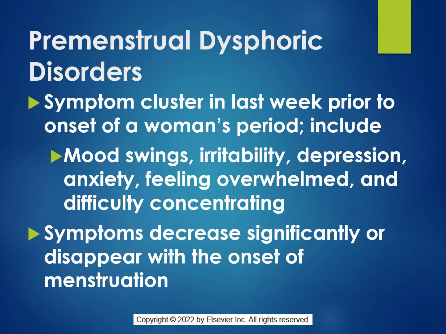Premenstrual dysphoric disorder occurs in women before menstruation. Symptoms appear in the week before the menstrual cycle and improve once the cycle begins. Common symptoms include mood swings, irritability, depression, anxiety, difficulty concentrating, and this condition is more severe than typical PMS.